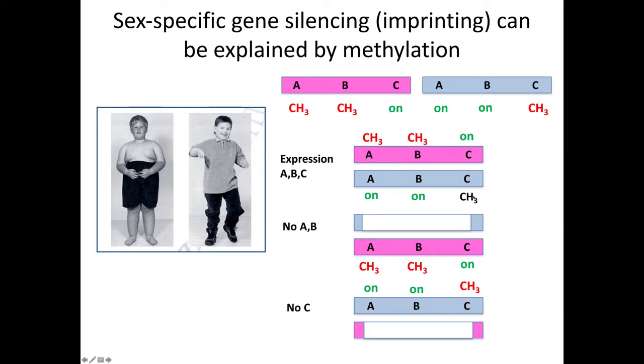So even though these two individuals here and here are genetically identical to one another with respect to this locus, obviously they won't be genetically identical elsewhere in the genome, with respect to this locus they have different phenotypes. In this individual, the expression of C is still on, but there's no expression of A and B. And in this individual, the opposite pattern has occurred in which there's no expression of C. And those differences in gene expression of A, B, and C can lead to fundamentally different phenotypes.